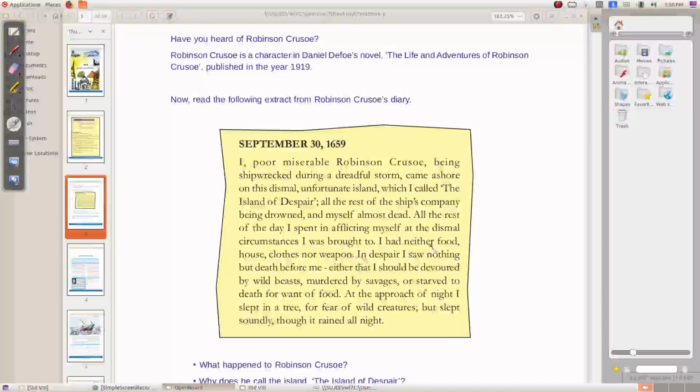In that island, he doesn't get food, house, clothes, or weapon. In despair, I saw nothing but death for me. Either that I should be devoured by the beasts, murdered by savages, or starved to death for want of food. What will happen if I am staying in this island, if I am living in this land of despair? Either that I should be devoured by beasts.